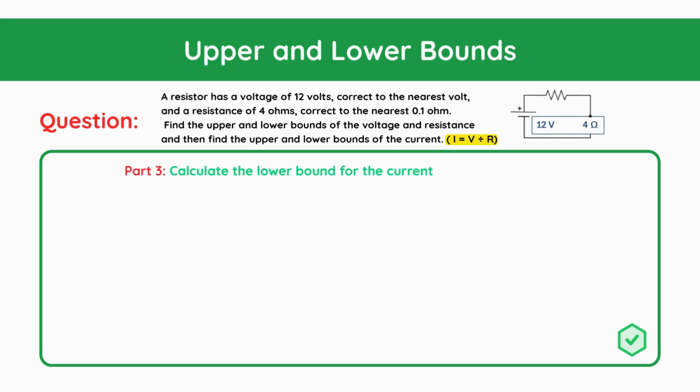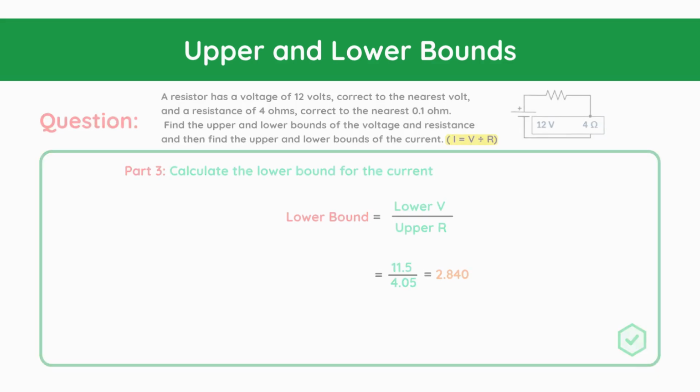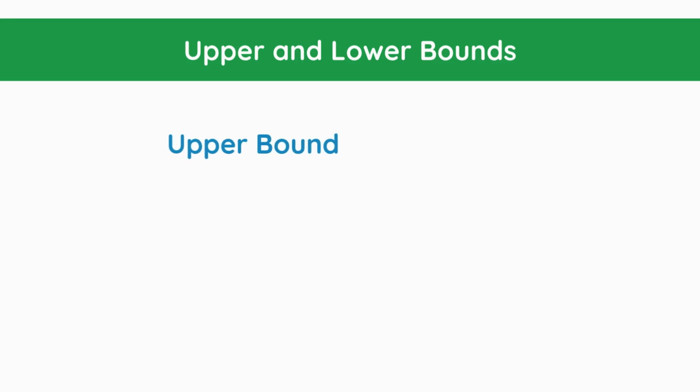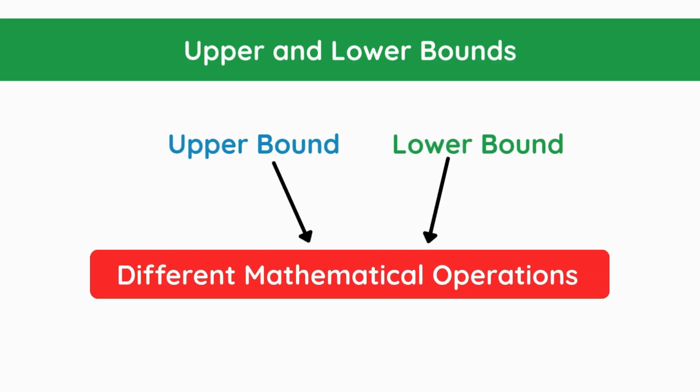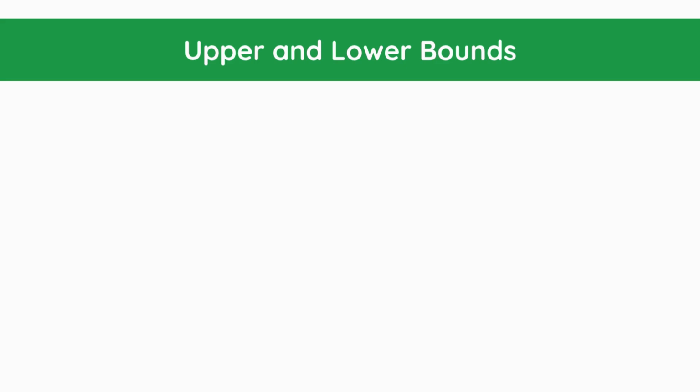For the lower bound of the current, we take the lower bound of the numerator and divide it by the upper bound of the denominator. That gives 11.5 divided by 4.05, which is approximately 2.840 when rounded to 3 decimal places. We have now discussed 2 questions on upper and lower bounds using different mathematical operations. Next, we will move on to a more complex past paper question.